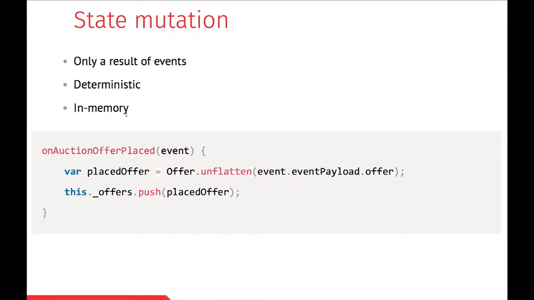So as you can see, you only mutate state based on events. So the event actually had to come first. The only entry point to this function is the event. You do not call this yourself, the framework does.